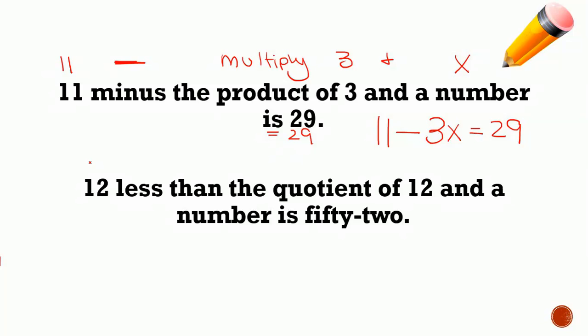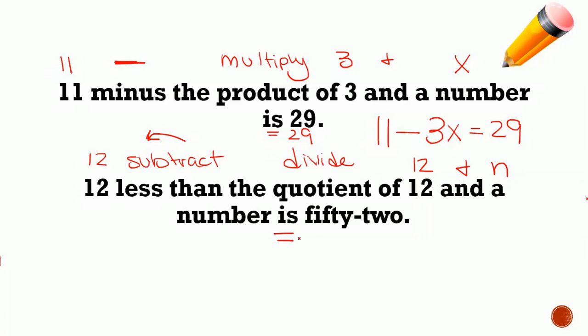What about this one? 12 less than the quotient of 12 and a number is 52. So I've got 12 less than. Remember, less than is one of those flip-flop ones. So we're going to do subtract, but then I think above that, we're going to go like this, so we remember to flip-flop the numbers around. Then they say the quotient of 12. Well, the quotient is a fancy word to say divide. So we know we're going to divide something. Let's find out what two somethings we're going to divide: 12 and a number. I'm going to use n this time, just to spice it up. So 12 and n is 52.